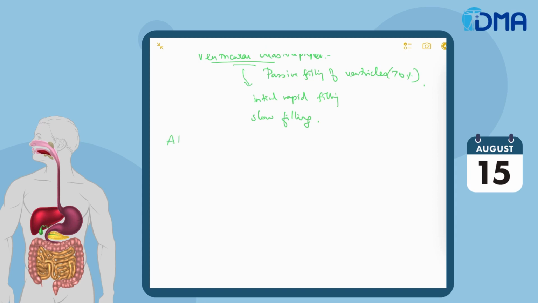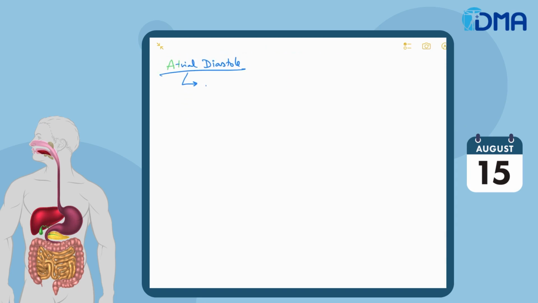Simultaneously happening is nothing but the atrial diastole. The atrial muscle relaxes and the pressure gradually increases due to the venous return. Now when you make all these things into a graph, how will it be?